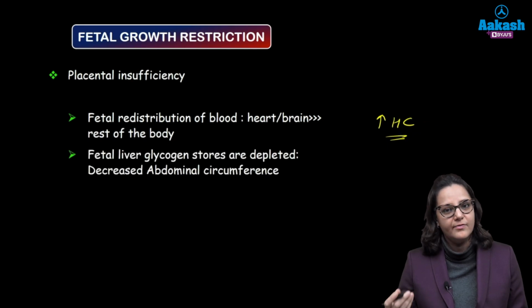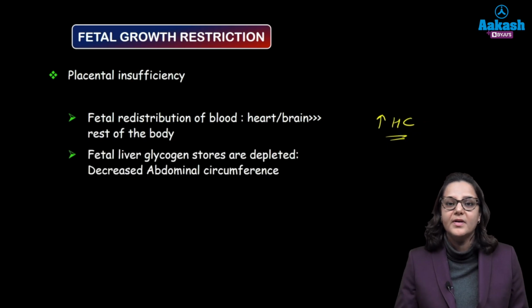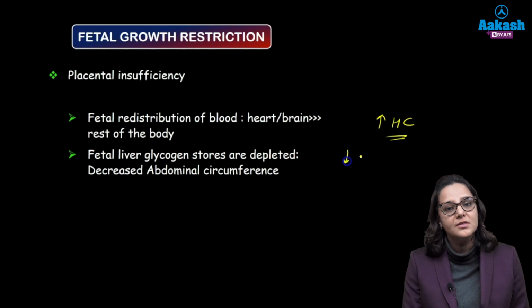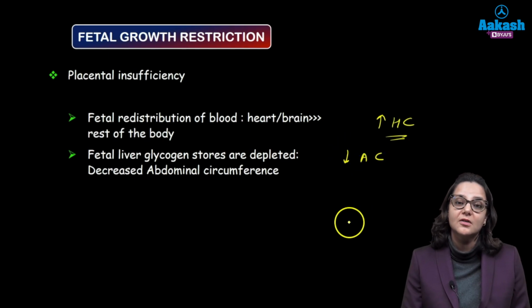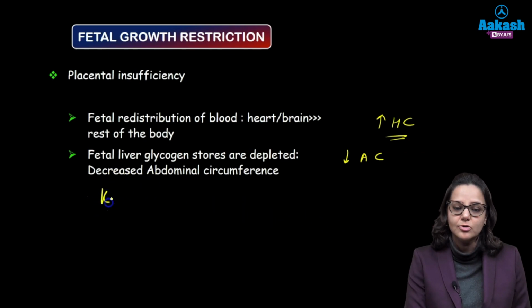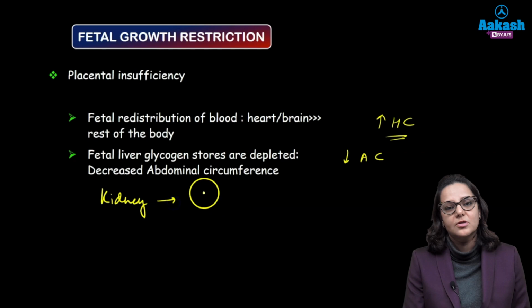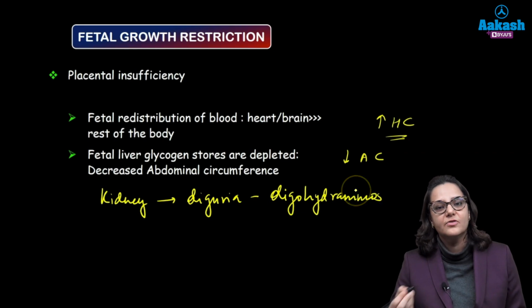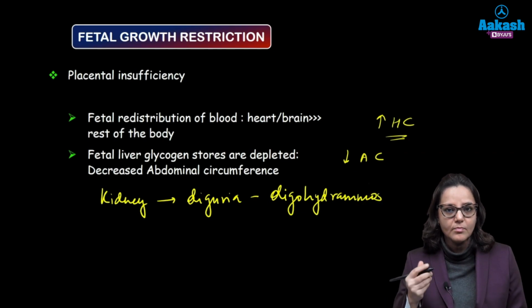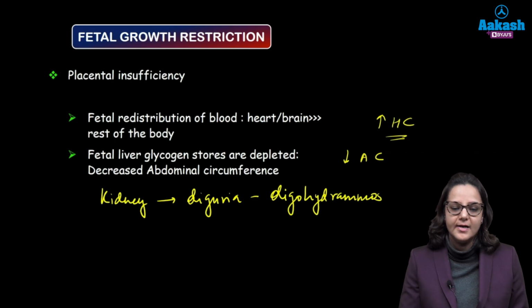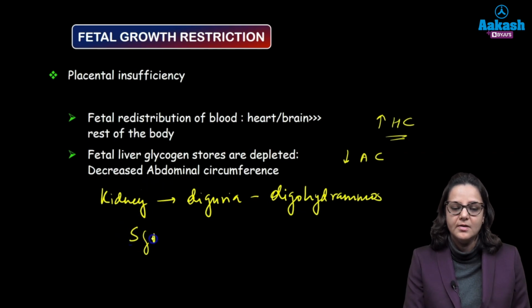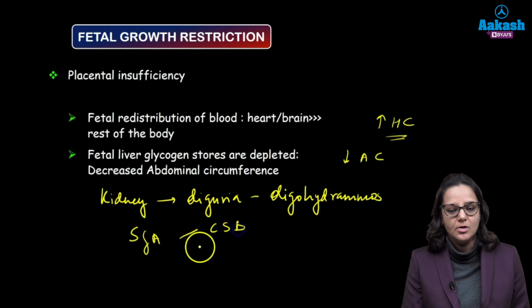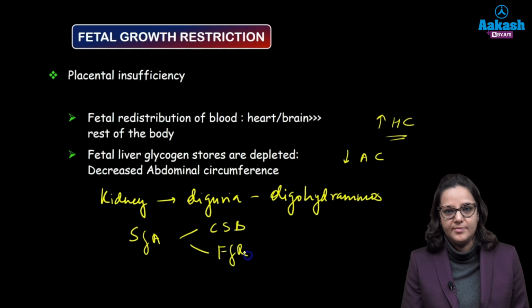Okay, so in liver there will be depleted glycogen stores, there will be decreased liver span, and the abdominal circumference will be less. Also the third thing which is going to happen is that kidney is also going to get less blood supply, right? So this will lead to oliguria. And what is this going to lead to? This will lead to oligohydramnios, right? So this is how placental insufficiency is going to manifest. Now just to summarize, a small for gestational age baby can be a constitutionally small baby, or it can be a fetal growth restricted baby.